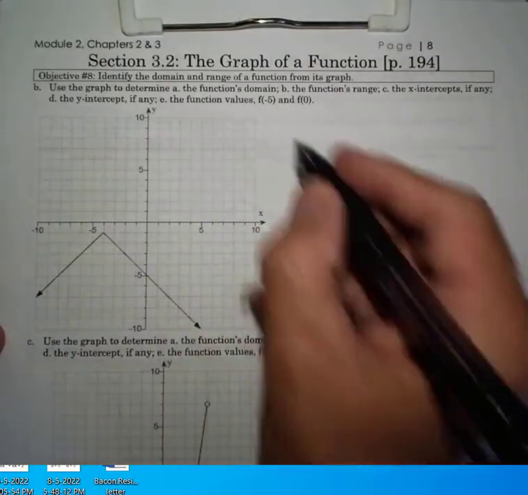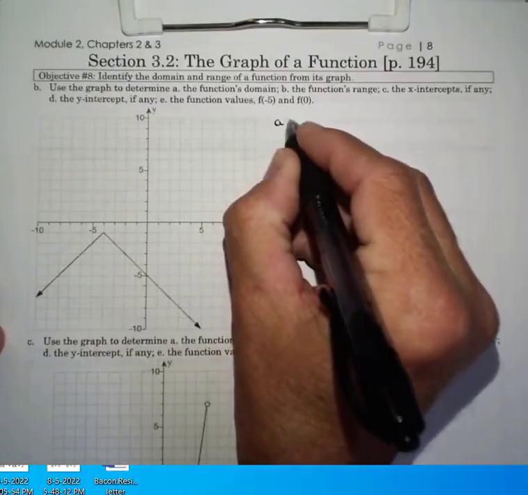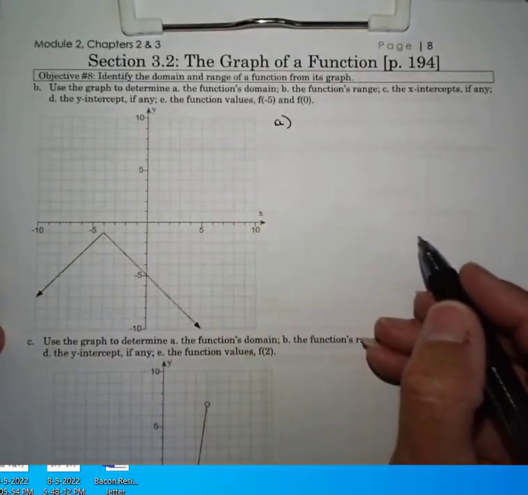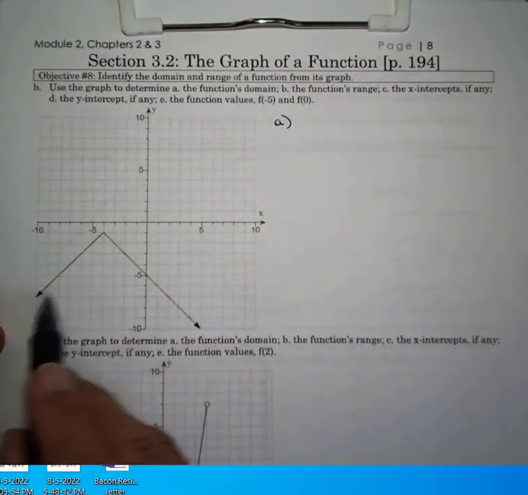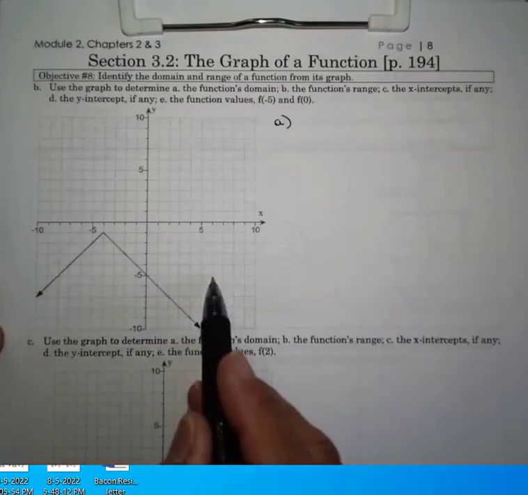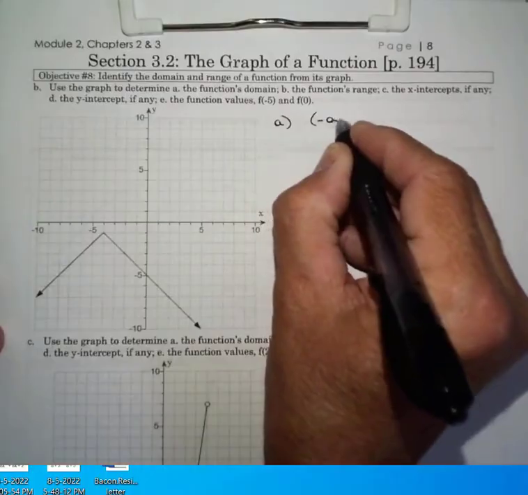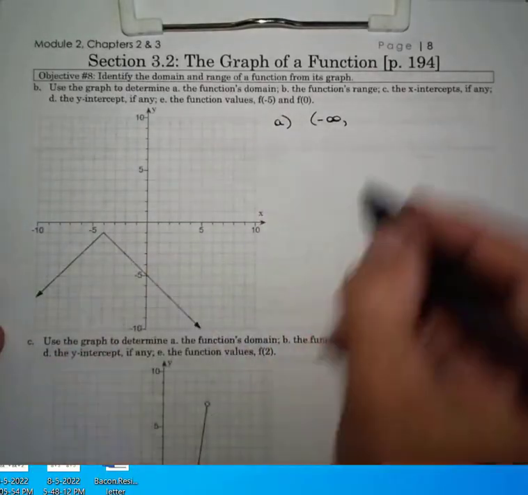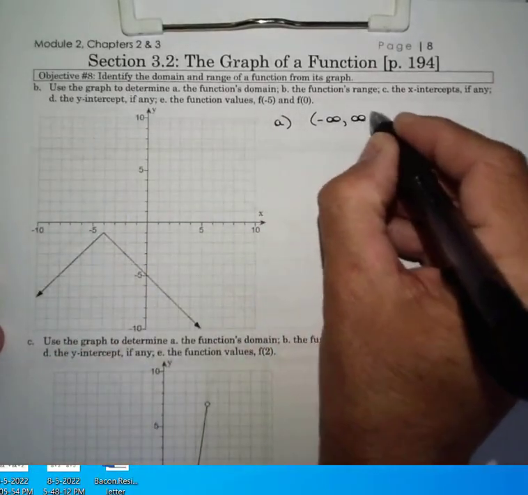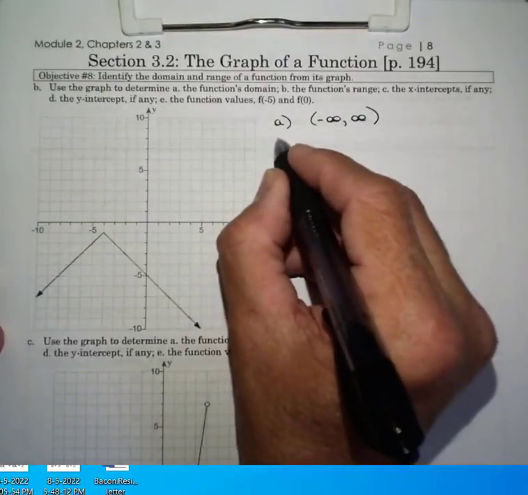So first, let's talk about A. Let's say we're going to look for the domain. Now the domain of this function is the x values. What's the possibility of x? Well, it can go all the way over to -infinity, and it can reach also as far as +infinity. So it's sort of an unlimited domain there.